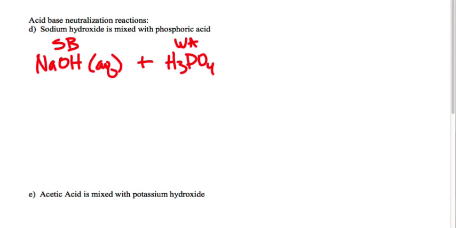Weak acid, and it is also aqueous. If you get a bottle of phosphoric acid, it is in a solution. It's in water, and there's no weird solids or anything floating around. It is aqueous. Not all of it dissociates. Most of it exists in the H3PO4 form, so we leave it alone.